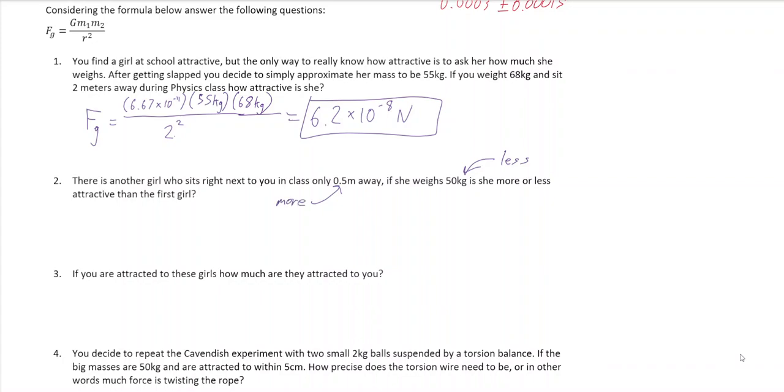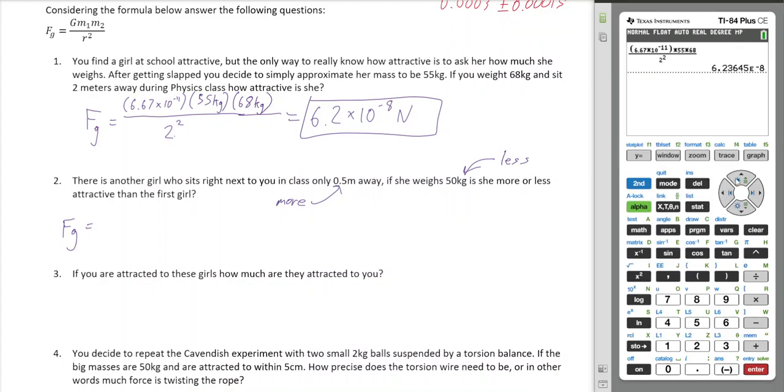Less attractive, more attractive. The closer they are, the more attractive they get. The more they weigh, the more attractive they get. That's how that works, right? Okay, so let's try this again. I recommend pausing the video and trying it yourself, but I'm just going to go ahead and do this now. So the other girl is 0.5, and instead of 55, she is 50. Other than that, everything else is the same.